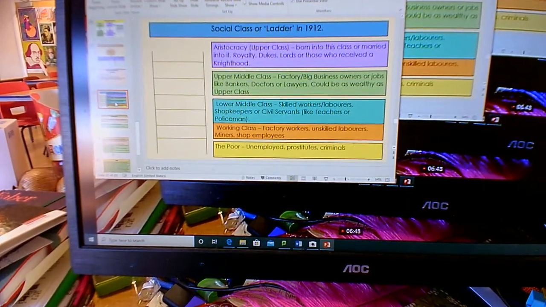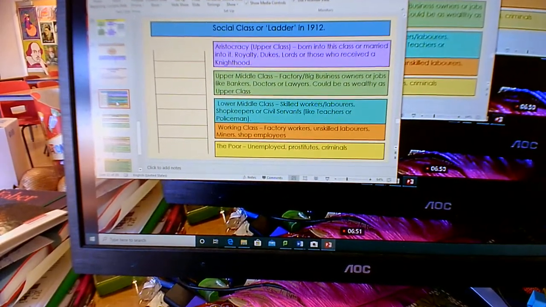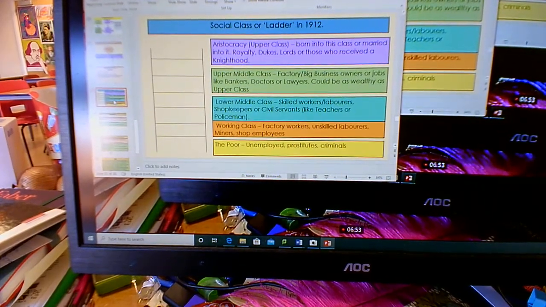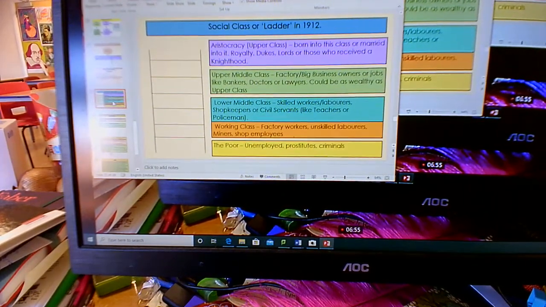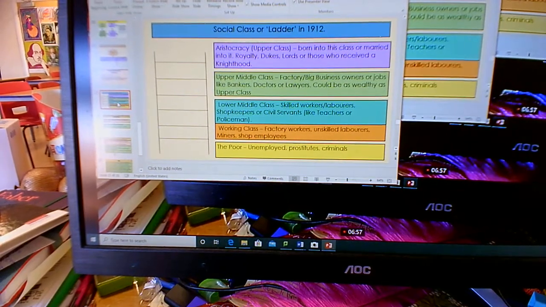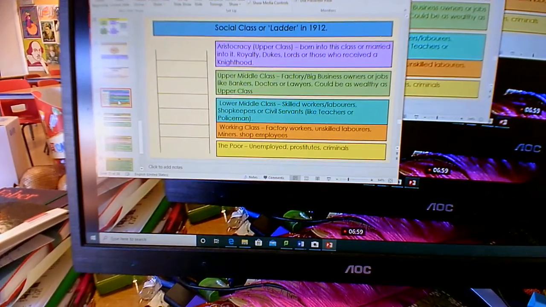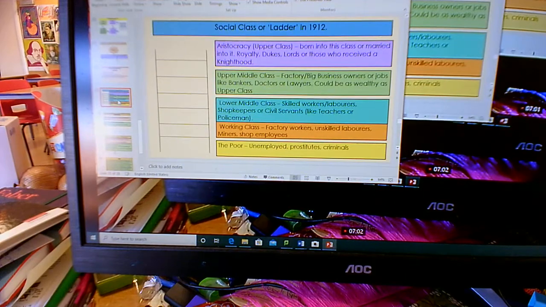Now, obviously, these are people who did not have very much money. Think the Cratchits, okay, in A Christmas Carol. They would very much be the working class. They have a wage, a very small one. They just about get by, okay?